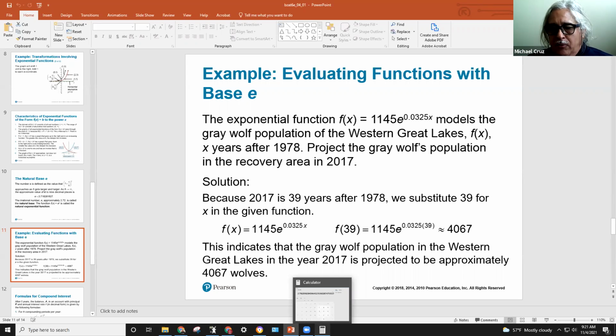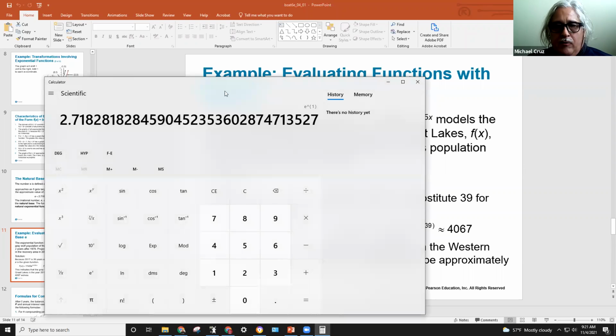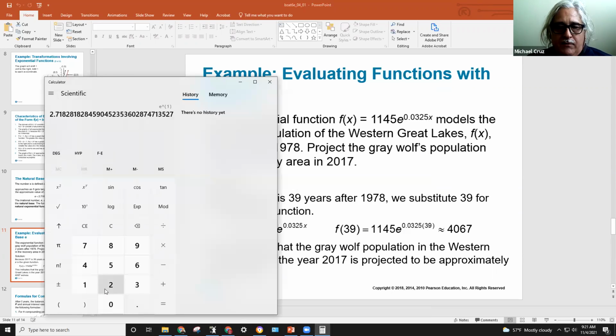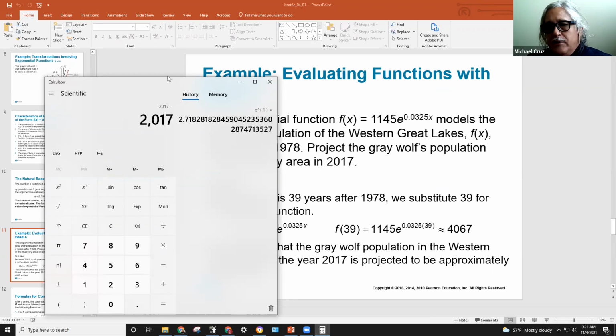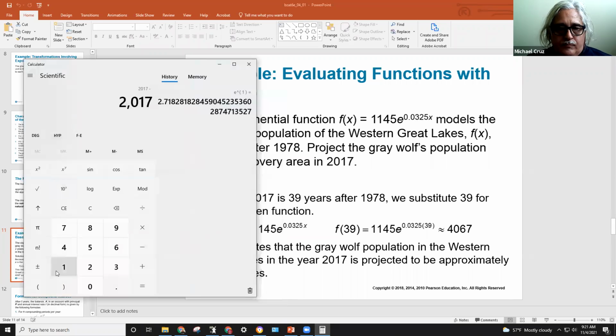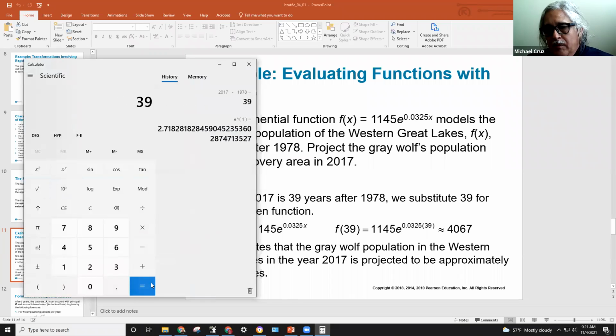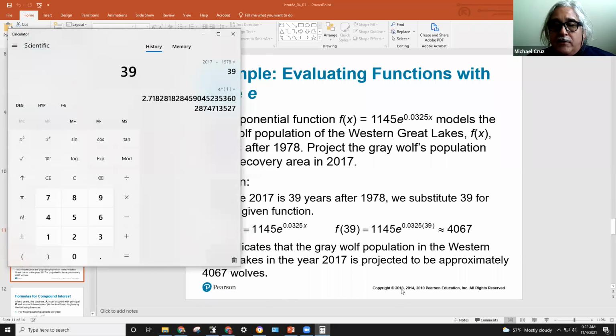All right, so we got to figure out what x is. We can't just throw in 2017. So we got to take 2017 and then subtract 1978. All right, so we're going to have x is equal to 39 years, because 2017 is 39 years after 1978.